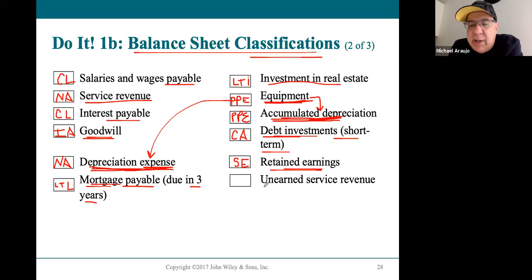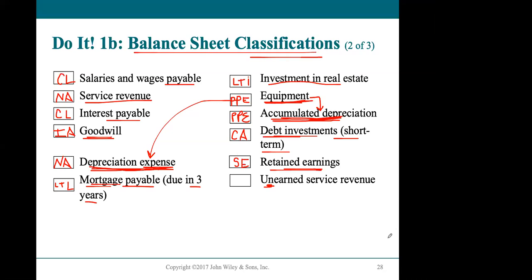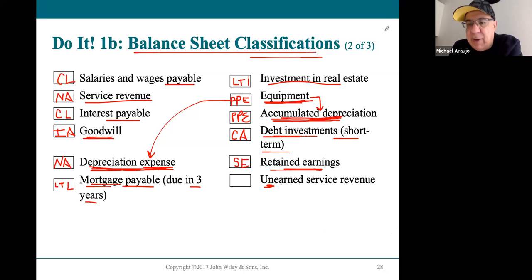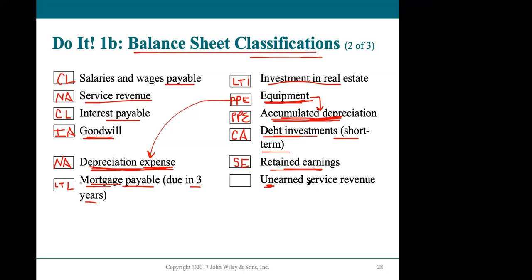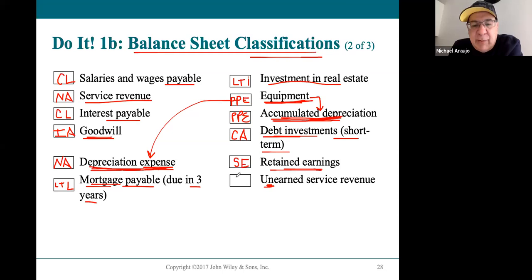The last one is unearned service revenue. Where would you put unearned service revenue? Current liabilities. Yes, right, it's unearned. So the customer has paid us for a service and we owe them that service. So it's a current liability.